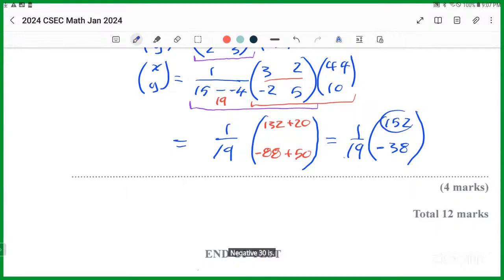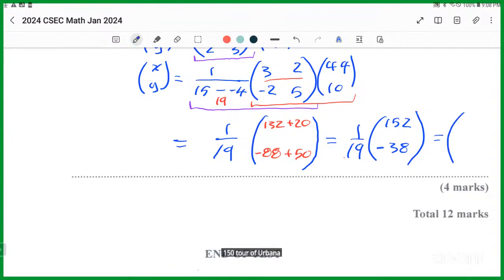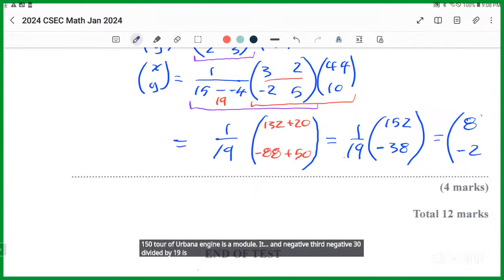So dividing each of these now by the 19. 152 divided by 19 is how much? 8. And negative 30 divided by 19 is negative 2. So that's x, y equals that.